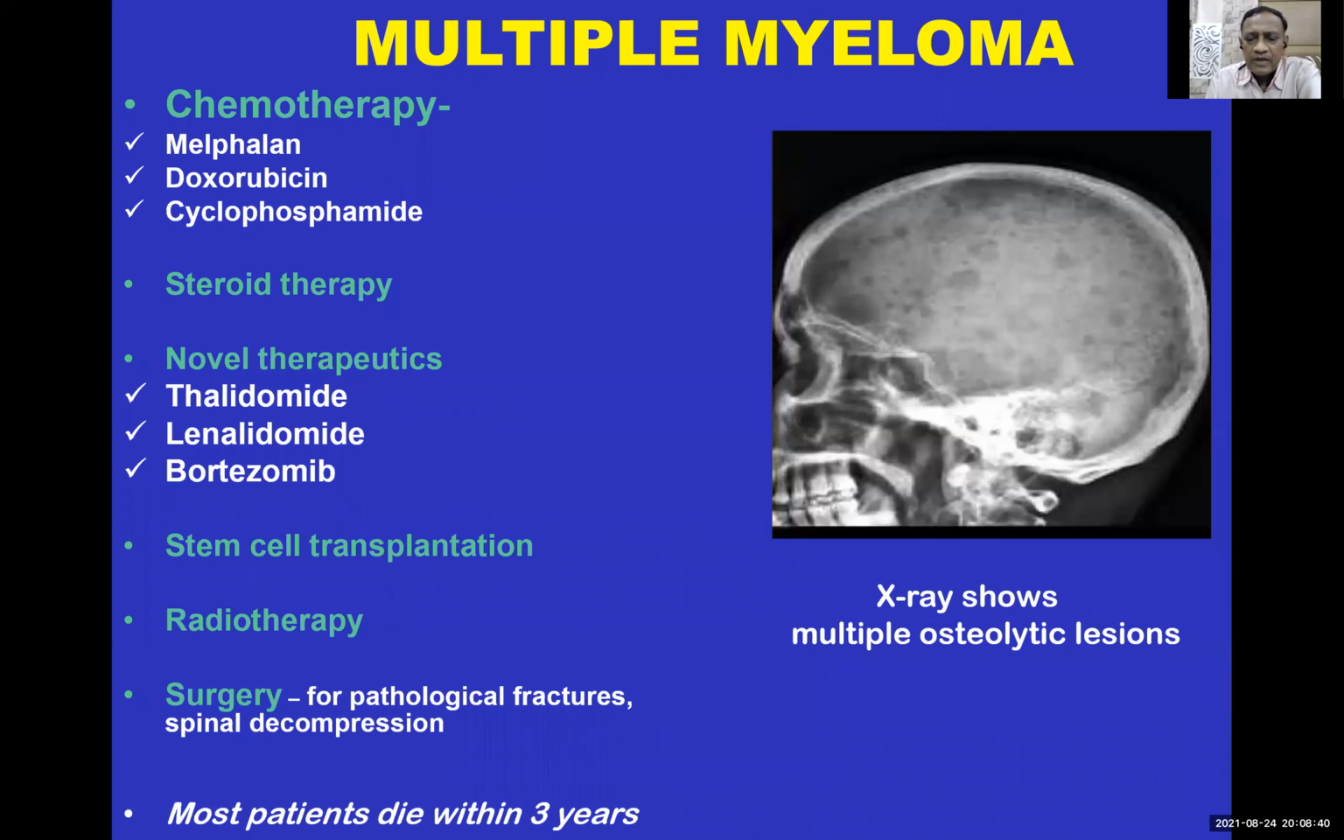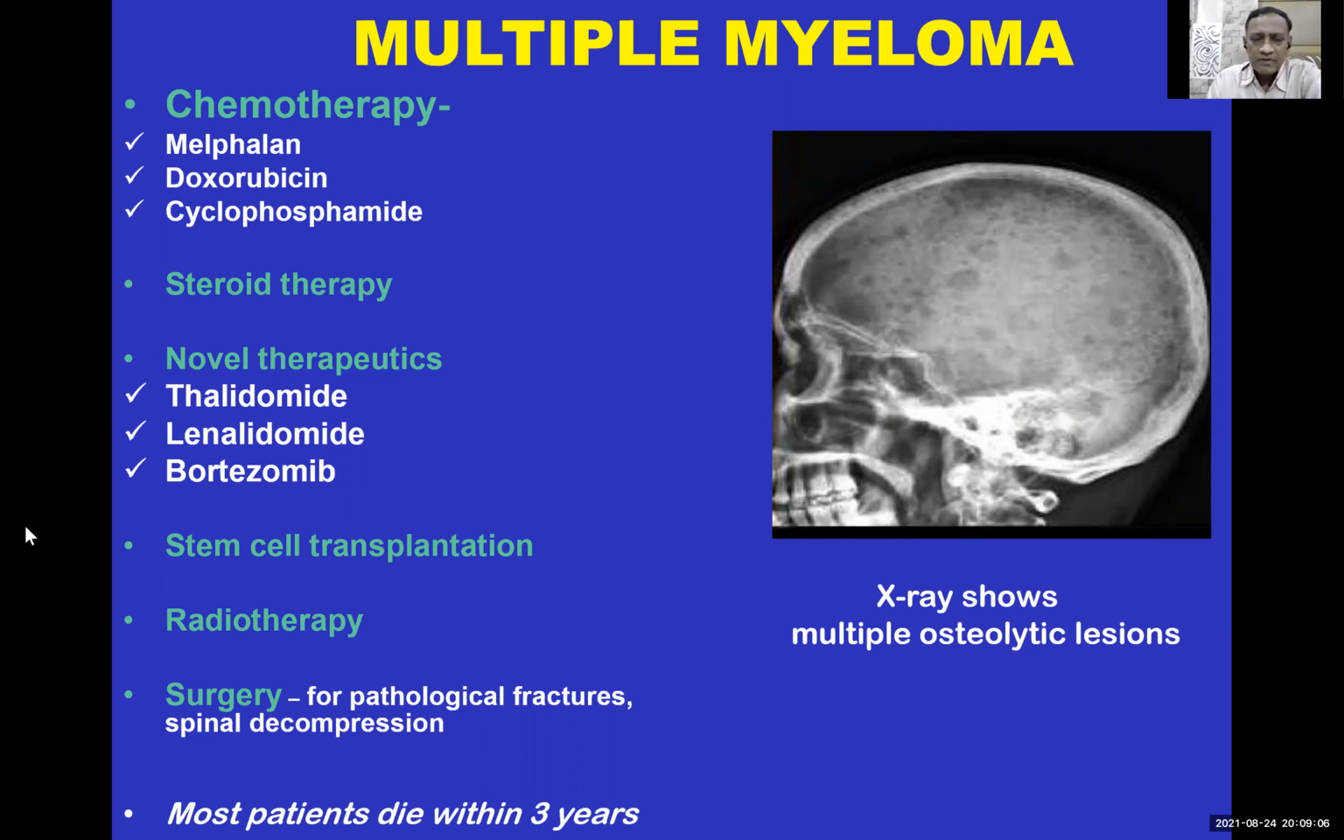Radiologically, it shows multiple osteolytic lesions, and the treatment is basically chemotherapy, steroids, then novel therapeutics, stem cell transplantation, sometimes radiotherapy, and surgeries to fix the pathological fractures, or to do the spinal decompression if the patient has got neurological deficit. So whatever you do, most patients die within 3 years after the diagnosis.